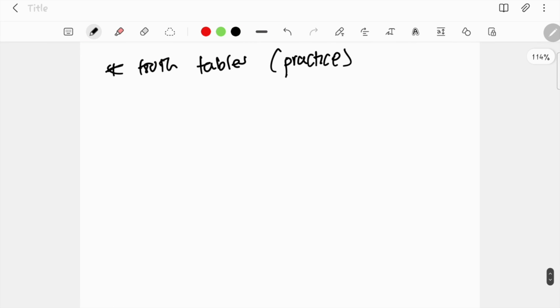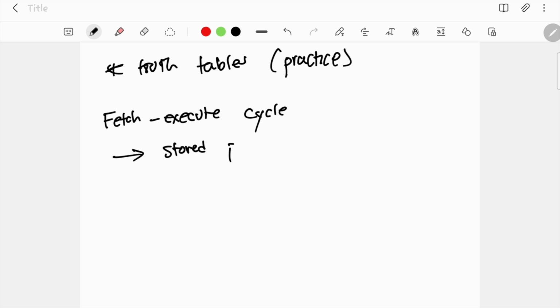Let's look at another topic. We have the fetch, execute cycle. So look at what PC is. Program counter. Also the stored program concept. Look at what that is if you don't know what that is.